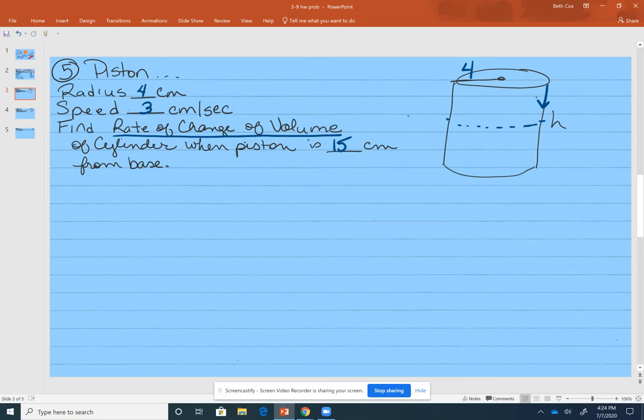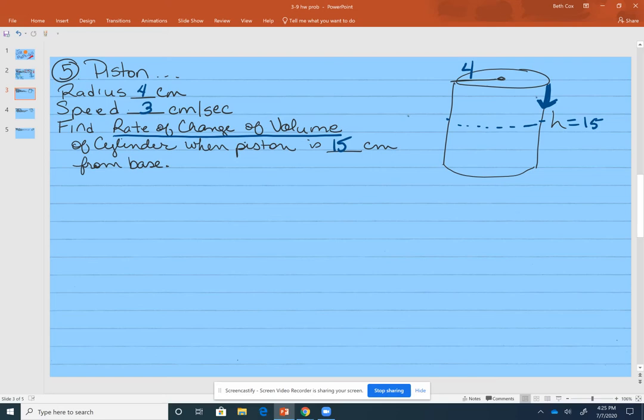Okay, so number 5, we have a piston, and your numbers can be different, but I've already kind of started this problem. In my problem, it has a radius of 4, a speed of 3 centimeters per second, and we're looking for the rate of change of the volume when the piston is 15 centimeters from the base. Okay, so our height is 15, and it's going down. Our rate of change of volume is going to be decreasing. Our speed is 3.